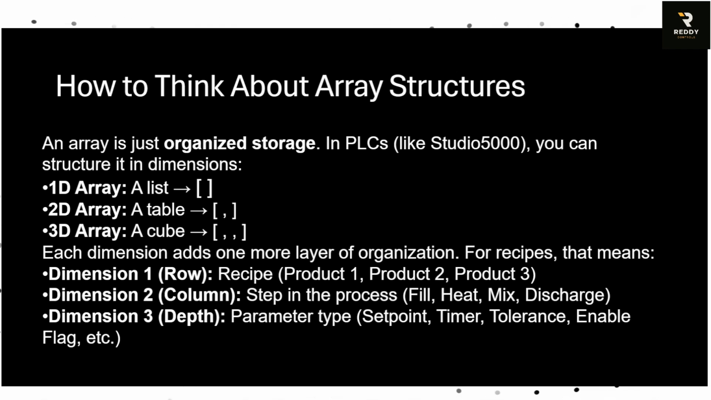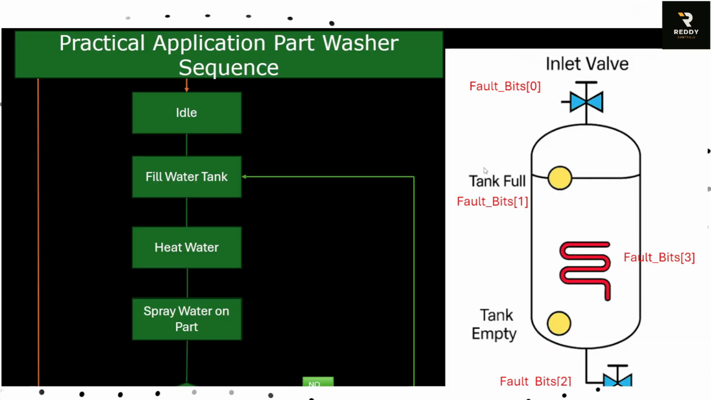Let's dive into the actual PLC and show you how we can define arrays. For a single array example, we could create a fault bits array, and we could use each fault bit for one section of the machine. This is our parts washer example. If you have not watched this video, you could watch it. The link will show up on the top right.